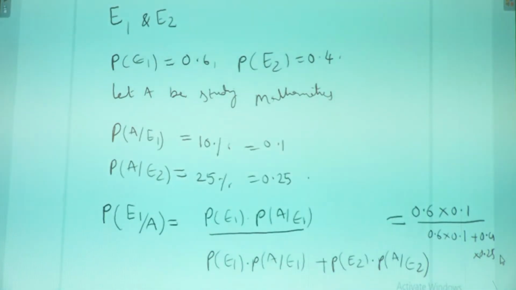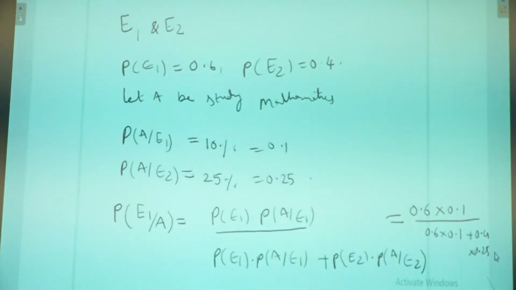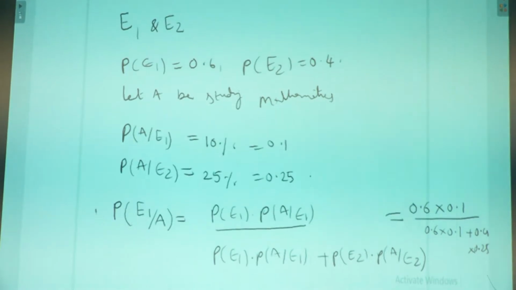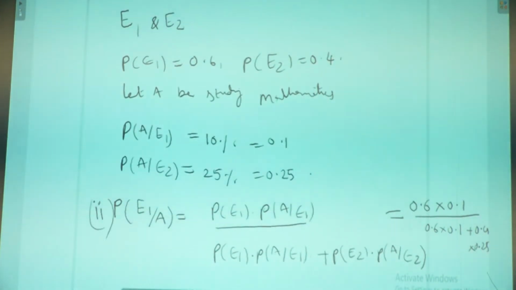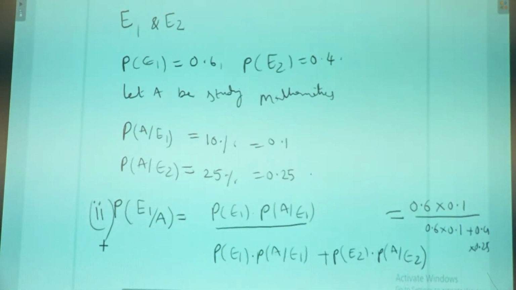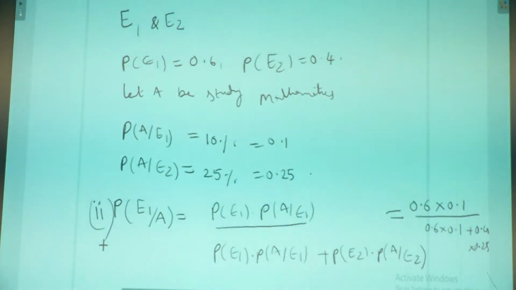0.06 by 0.16. What about mathematics being studied? We got the second bit directly here. This is the second bit, sorry. We went directly to the second bit, but from the second bit you will also get the first bit. The denominator is the total probability, so you can take the denominator as the first bit.